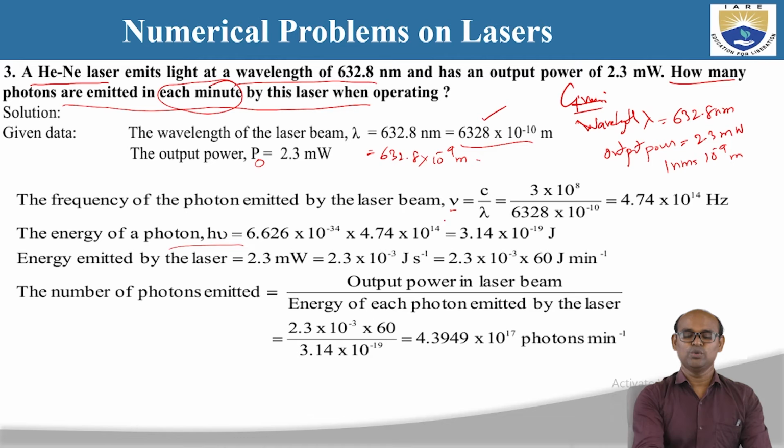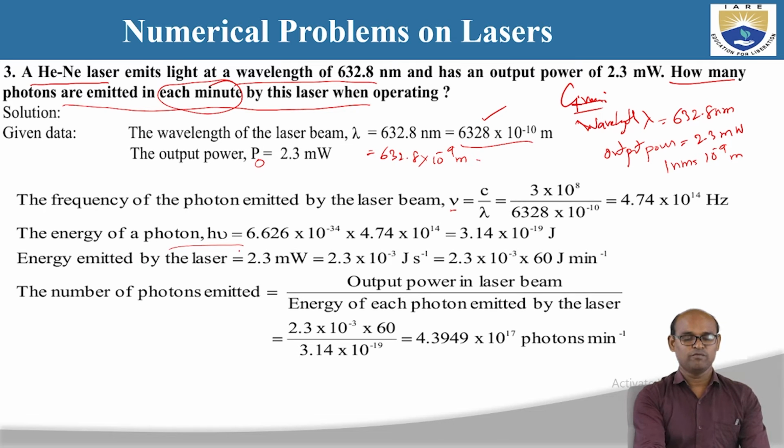So to calculate h nu, first we need nu. That is why I have calculated nu, which is frequency, C by lambda. C is velocity of light, lambda is wavelength. So I know these two values. I have substituted and I get the answer 4.74 into 10 power 14 hertz. This is frequency, that's why the units are hertz.